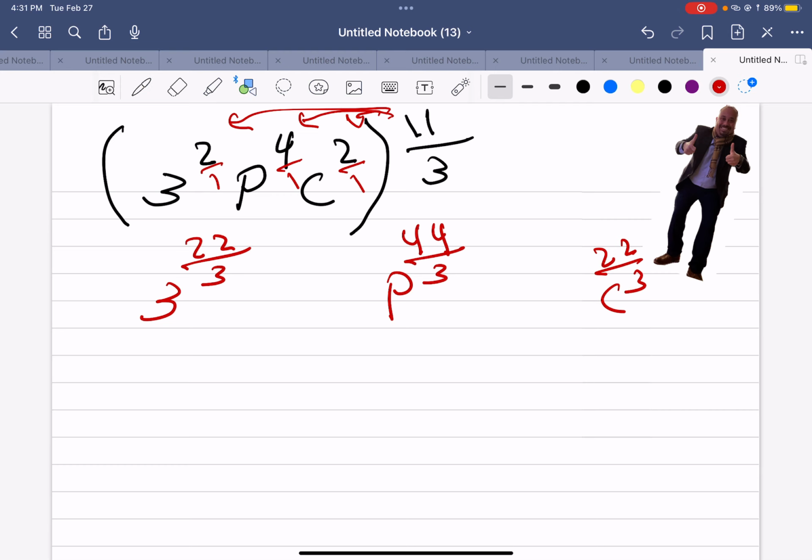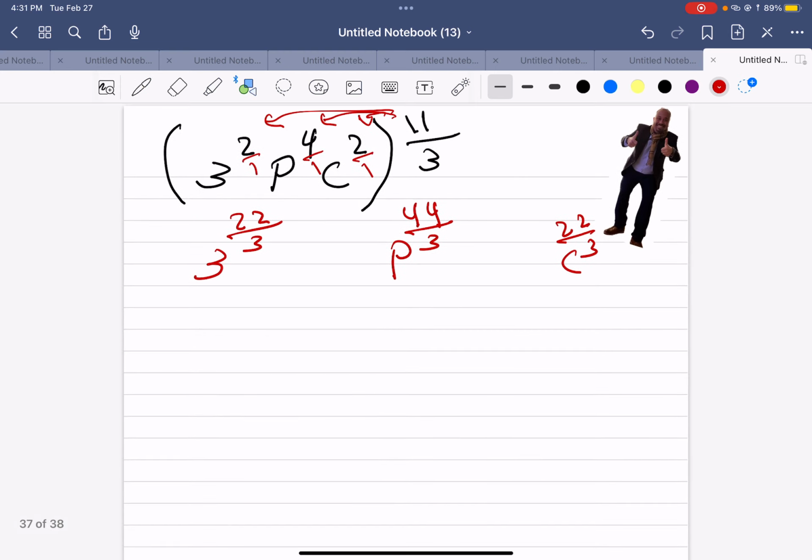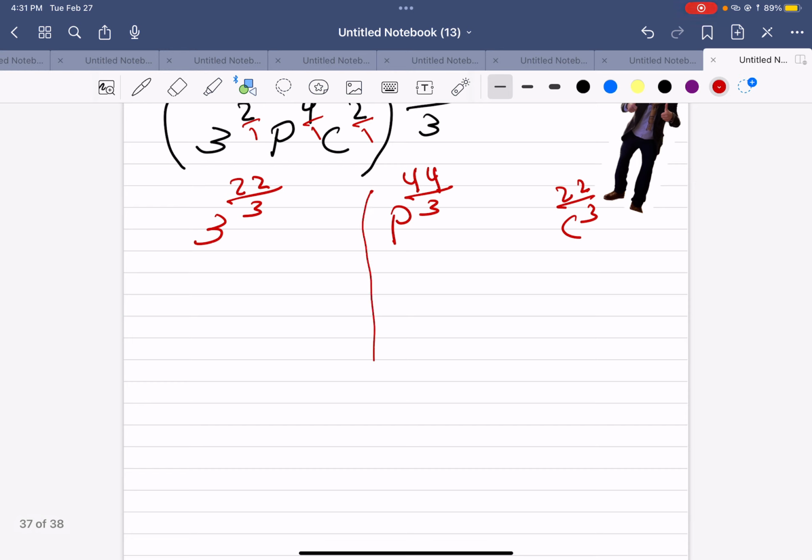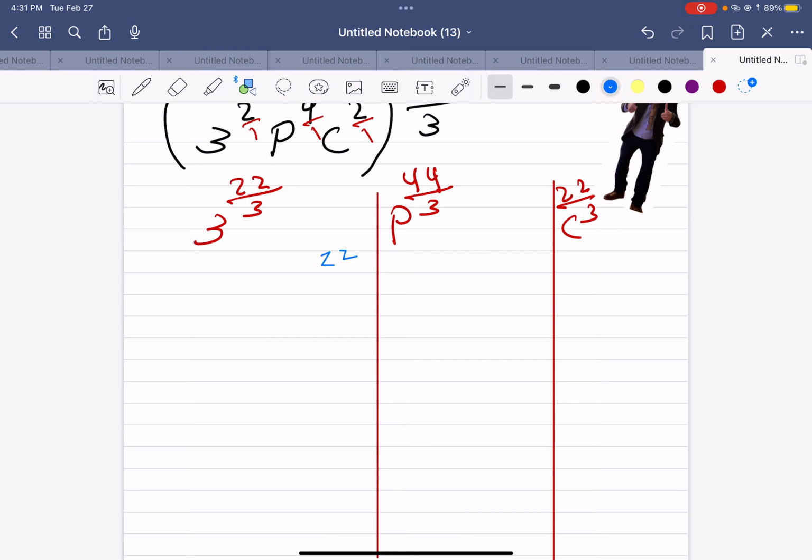Now I'm going to do each one individually. Do the long division like what we did before. All right, 22 over 3, that's going to give you 7. 21, the remainder is 1. I care more about this number. So this is going to be 3 to the power of 7, radical 3 to the first power.